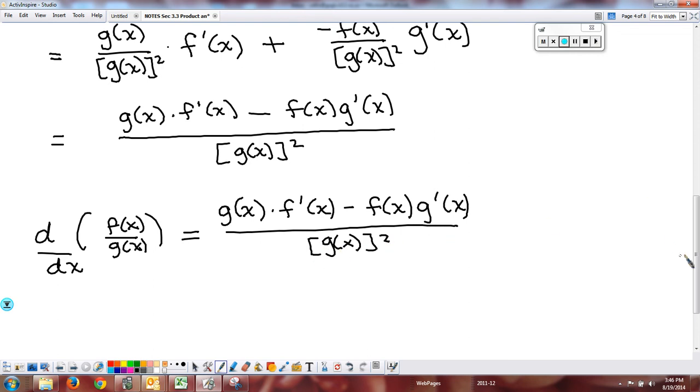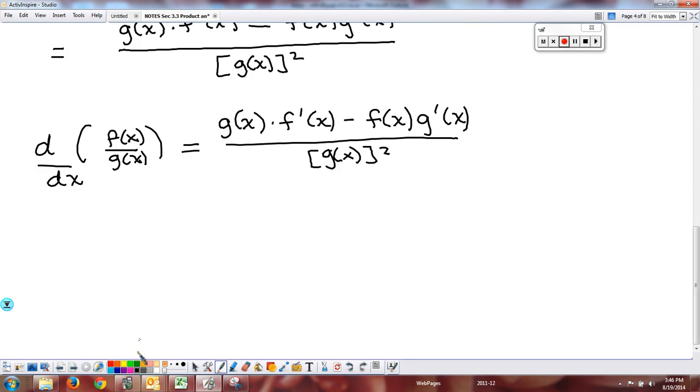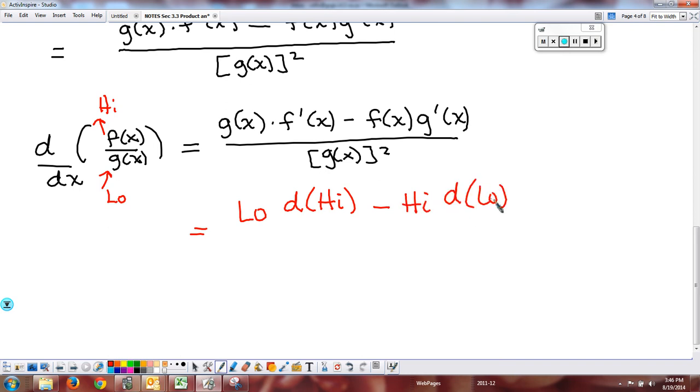Now there are many mnemonics for memorizing this. When you're taking a look at it, a lot of times they call this the low and this the high. And so a lot of times you will see this rule written as low d-high minus high d-low, all over the low squared, kind of giving you a way to memorize it.